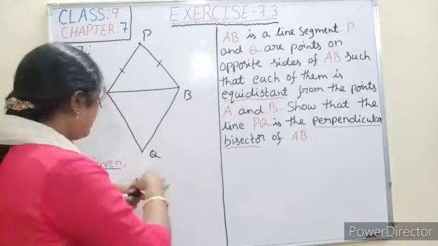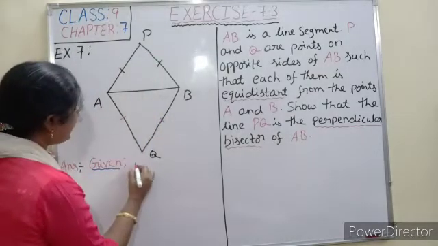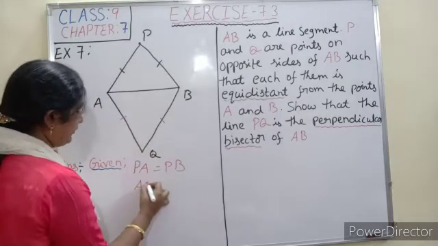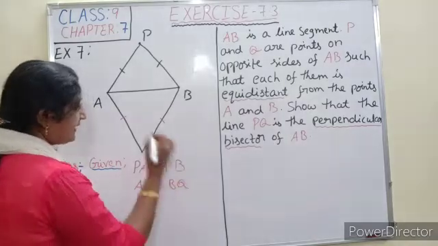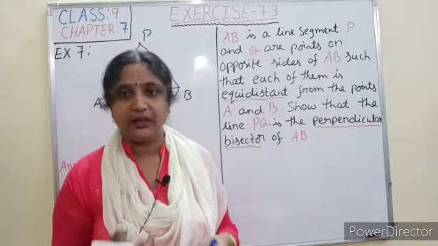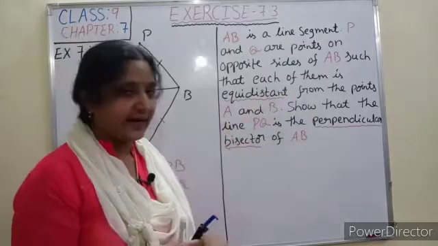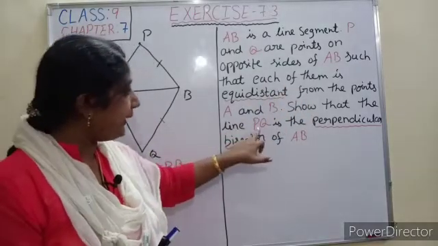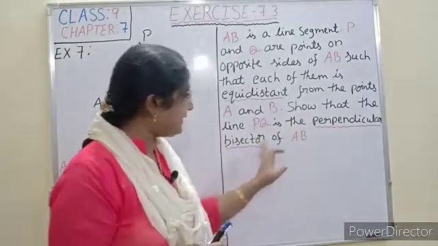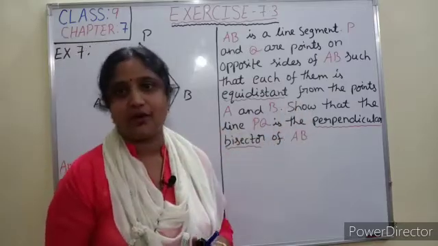Okay children, now this much are the given conditions. What are the given conditions? PA equals PB and AQ equals BQ, since P and Q are equidistant from the points A and B on opposite sides. Now what we have to show is that PQ is the perpendicular bisector of AB.